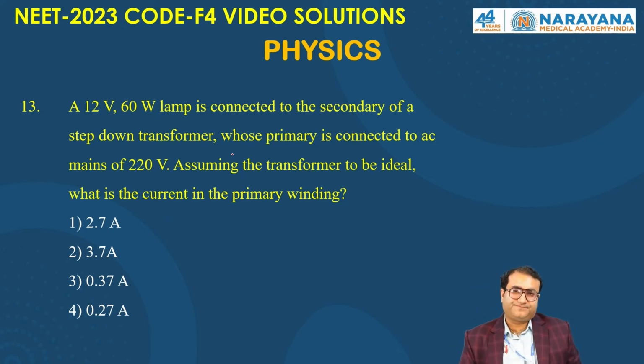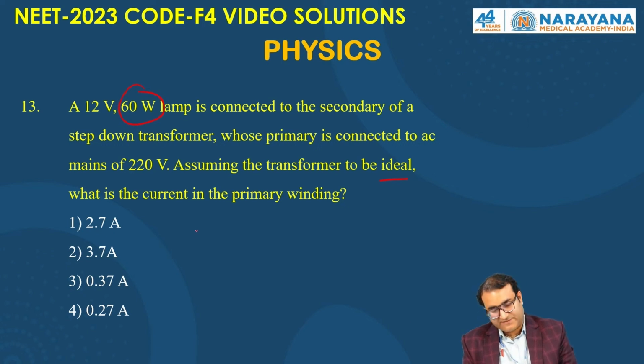Question number 13. A 12 volt 60 watt lamp is connected to the secondary of a step down transformer, whose primary is connected to an AC main of 220 volt. Assuming the transformer to be ideal, input power should be equal to output power. Efficiency is output power by input power, and efficiency is 100%. Simply, output power is 60 watt and input is also 60.